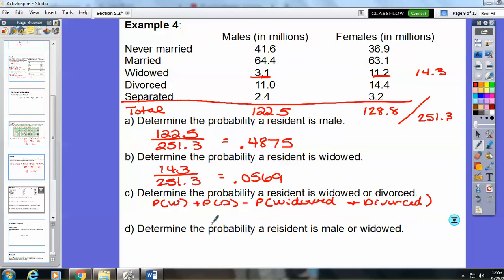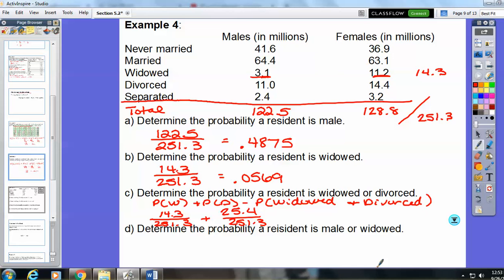Okay. Well, I'm assuming we are probably talking about multiple marriages, where you could get both a divorce and a widow, but this table isn't accounting for that. So the probability that somebody was widowed, if we look at this table, that was 14.3 over 251.3. The probability that they are divorced would be 25.